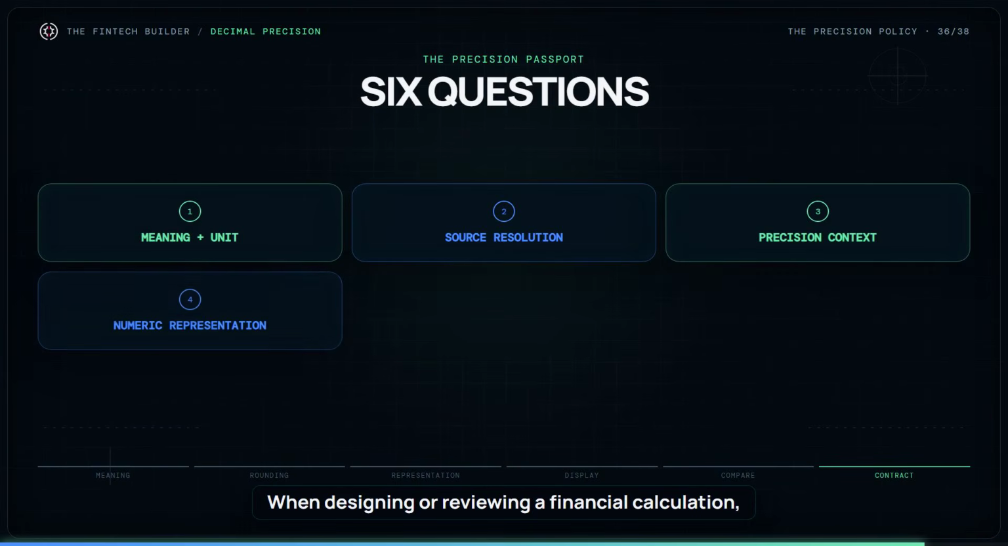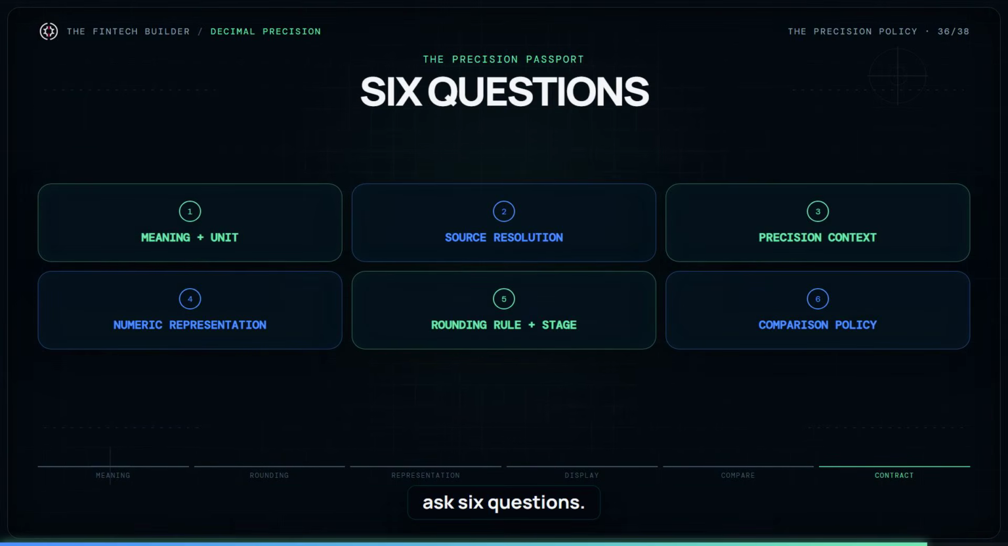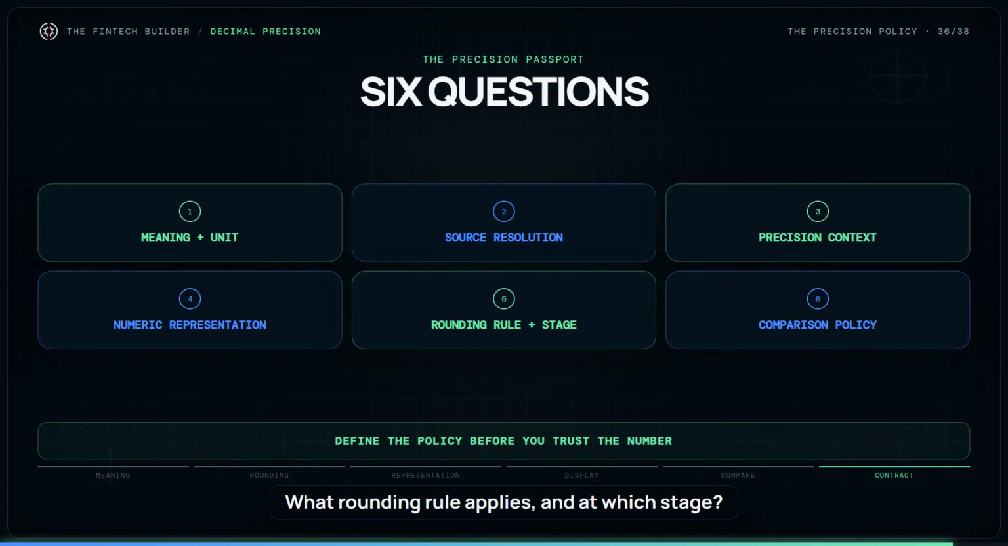When designing or reviewing a financial calculation, ask 6 questions. What does the value represent, and what is its unit? What resolution does the source actually provide? Does precision mean decimal places, total digits, repeatability, or floating point capacity in this context? Which numeric representation is appropriate? Binary floating point, decimal arithmetic, or integer minor units? What rounding rule applies, and at which stage? Finally, what tolerance or comparison rule is justified by the instrument, currency, measurement process, or business contract?